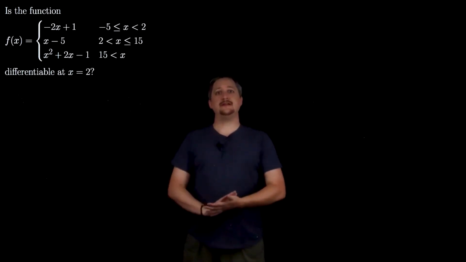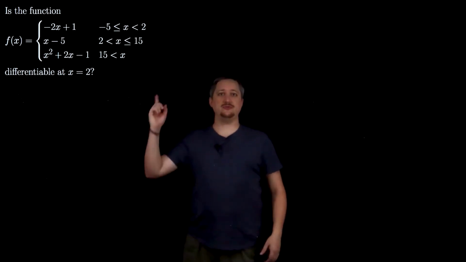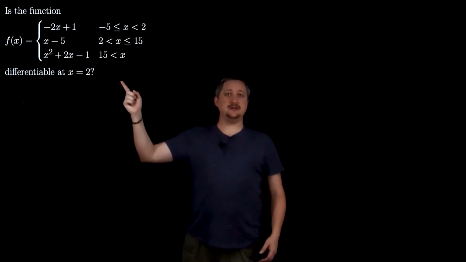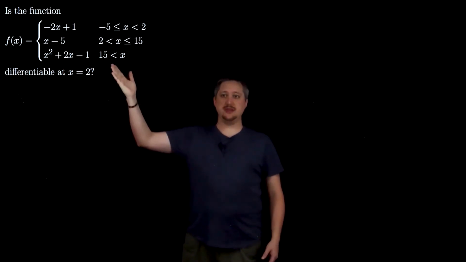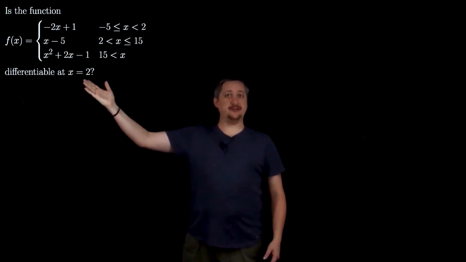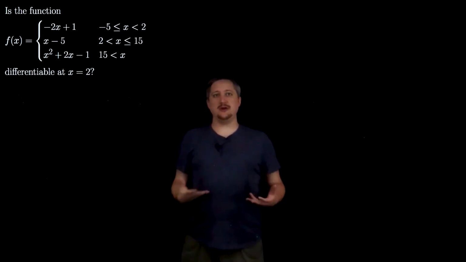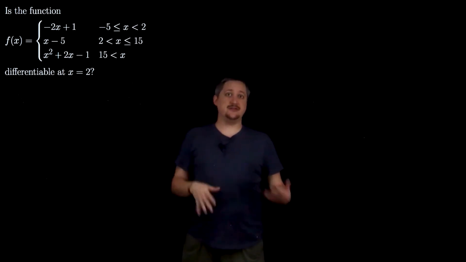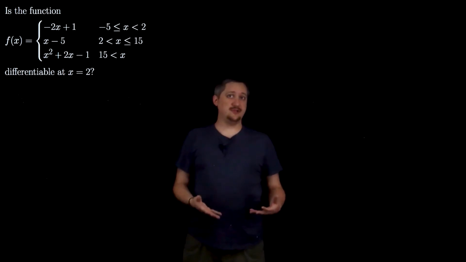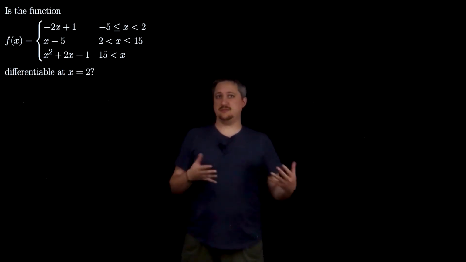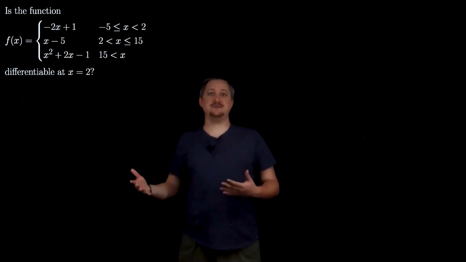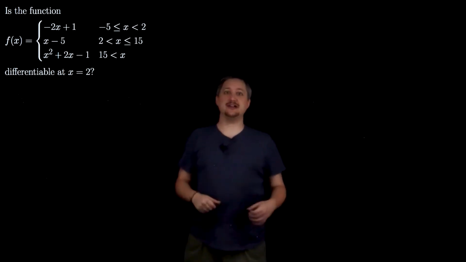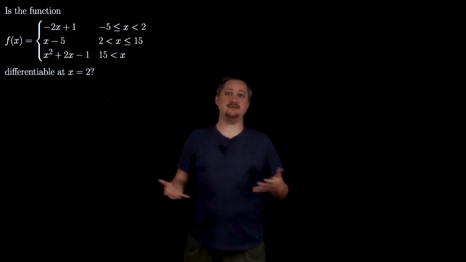Hello. So in this example, we are going to see if this function is differentiable at the point given. So we have this function, this big piecewise behemoth, and we want to know, is it differentiable at 2? As is normal, we want to determine, is the function continuous at 2? And if it is continuous, do the left derivative and the right derivative agree? Meaning we would check the difference quotient from the left and from the right.